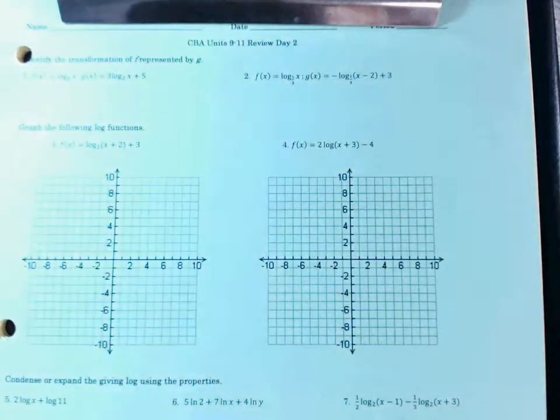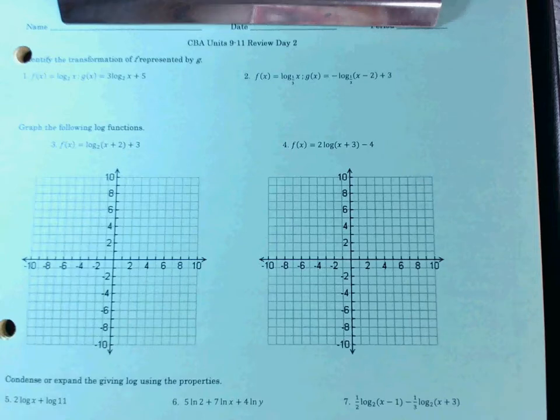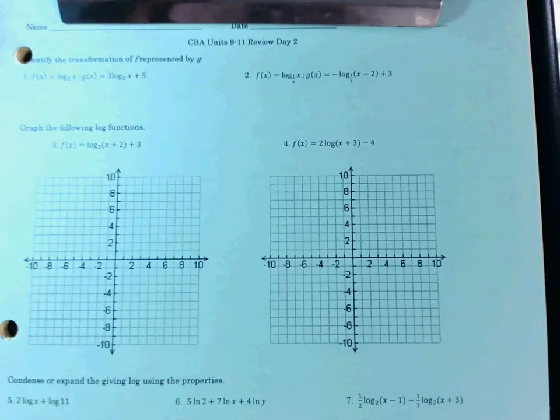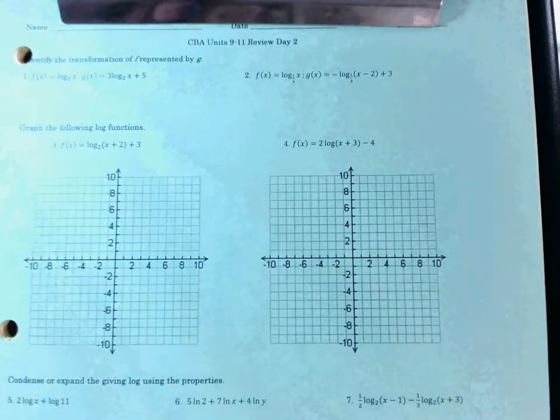Okay, so second half of the CBA review. Some of this is really similar to what we did yesterday. Your CBA's tomorrow, 10 questions, multiple choice. It counts as a quiz grade. And then after that, you get 4 days off. So look at the top two.